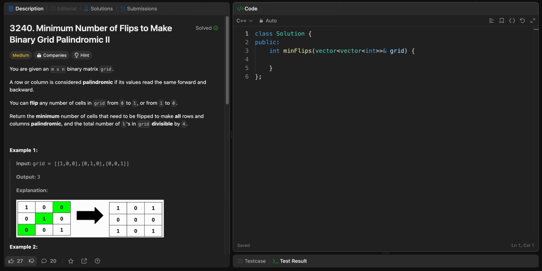So the number of ones present should be either 0, 4, 8, 12 and so on. Great, that's fine. Let's analyze this and first build an intuition for making all rows and columns equal, and let's add this condition of divisibility by 4 later.